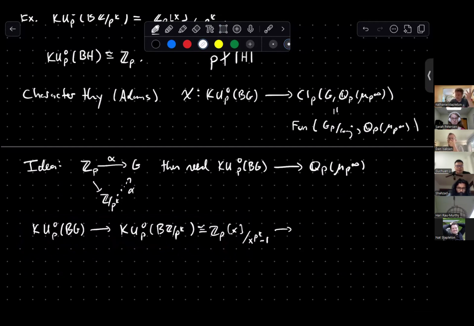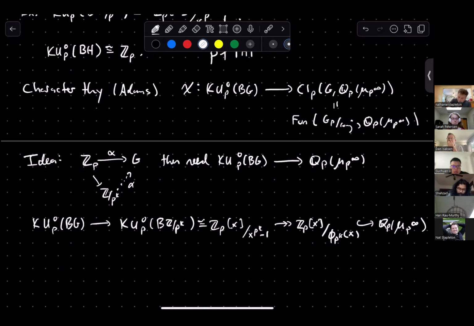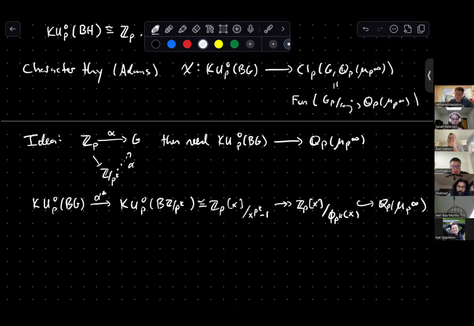But this admits a surjection onto Z_p adjoin x mod the p to the k cyclotomic polynomial, which is just adjoining a primitive p to the kth root of unity. And now that embeds in Q_p adjoin mu_p infinity. And there you go. This is where alpha fit in. Well, alpha fit in right here. It's alpha star that's there.